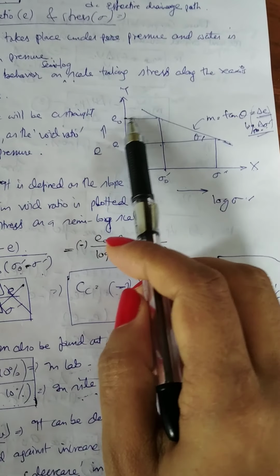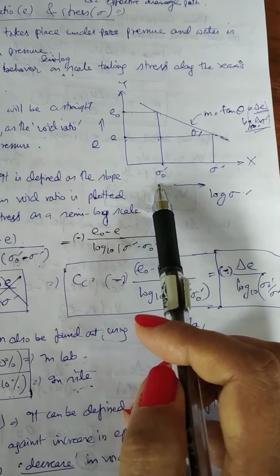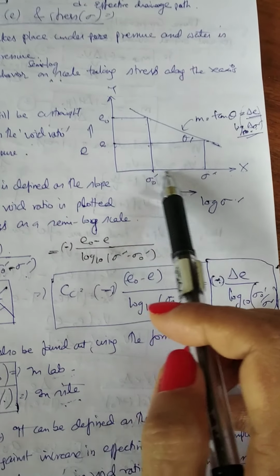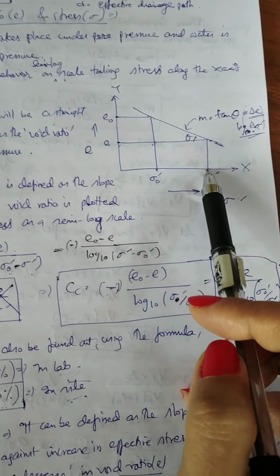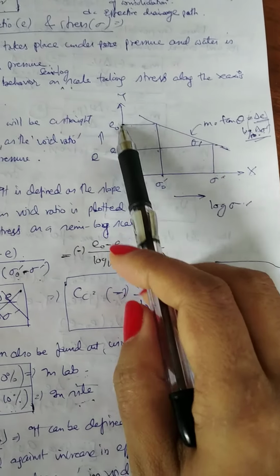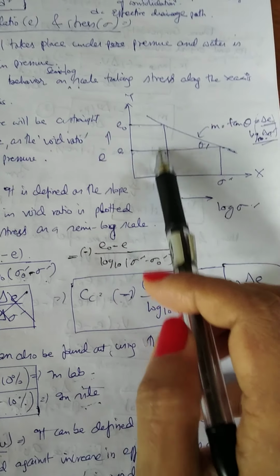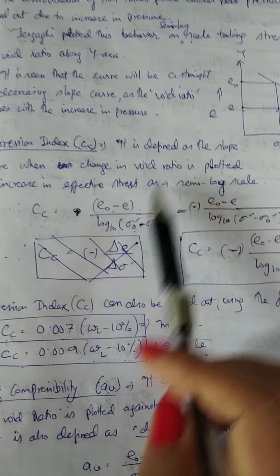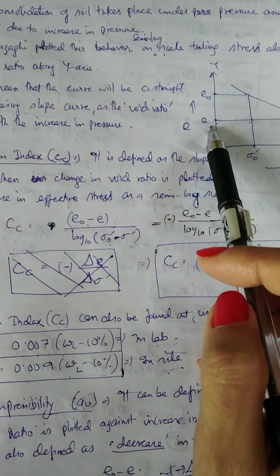That is the initial void ratio e naught when the initial pressure applied was sigma naught, and then when the stress has increased to the final effective stress sigma dash, the void ratio has decreased down to the value e. So this height will simply be the difference, e naught minus e, the initial void ratio and then the final void ratio which has decreased, right?